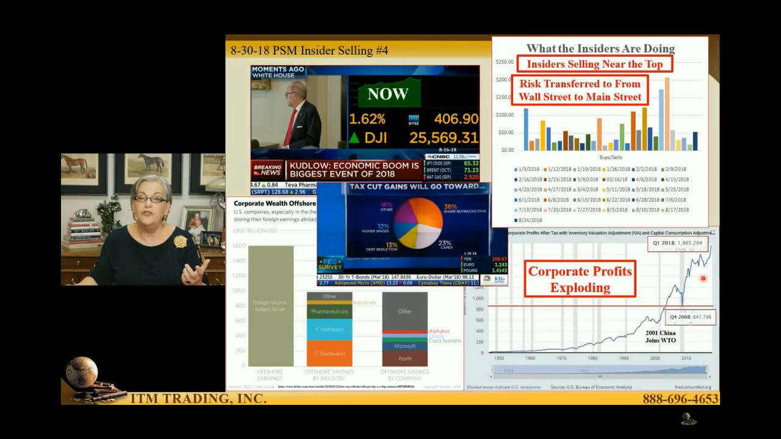So what are the insiders doing now? With the greatest corporate profit boom in history, we can see it, certainly since the crisis in 2008's bottom, we can see all of the different tools, the repatriation, the tax law changes, reducing the regulations, all of these tools that are designed to keep the markets moving up so the public is blinded to the risk transfer and the risk to their wealth and the future of their family.